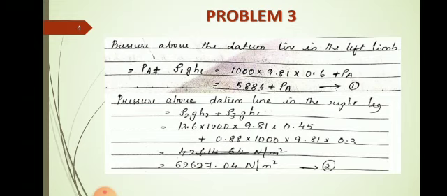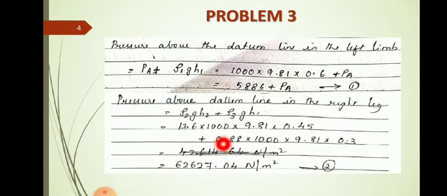Here again, you are not given the density of mercury. So in order to find the density of mercury, what should you do? This 13.6 is the specific gravity of mercury multiplied by the density of water. So this value you should know. It is not given in the question, but it should be known to you. So rho 2 will be equal to 13.6 into 1000, g is 9.81, and h2 is the height of mercury above the datum in the right limb, which is 0.45. Then plus rho 3 g h3.